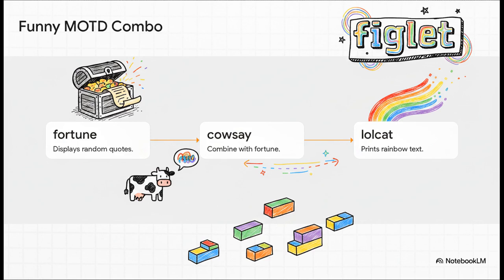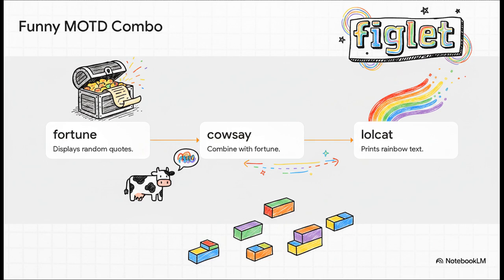Step 1, we run fortune to generate a random joke. Step 2, we use our pipe, our digital conveyor belt, to send that joke directly into a command called cowsay. Now, cowsay draws an ASCII cow and puts whatever text it receives right into a cartoon speech bubble. Step 3, we use another pipe to send that talking cow directly into lolcat, which is a command whose entire job is to paint whatever it receives in beautiful rainbow colors. So typing fortune, pipe cowsay, pipe lolcat gives you a rainbow cow telling you a joke.